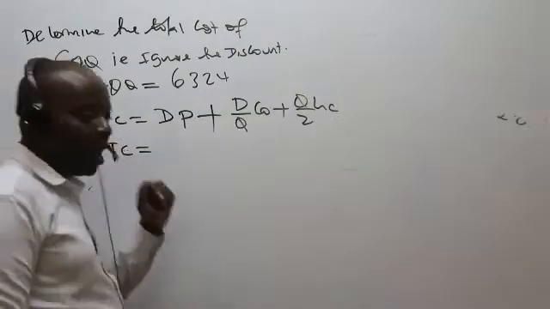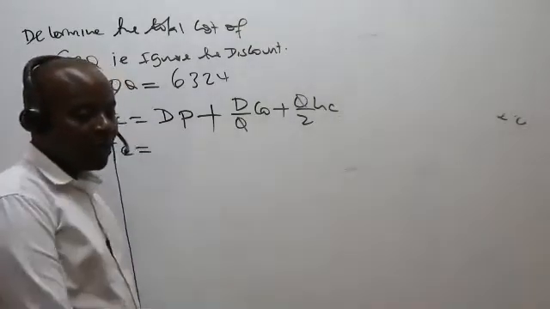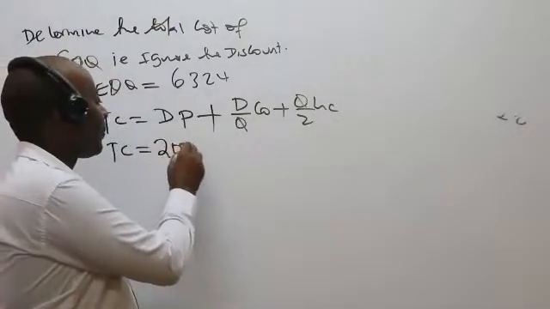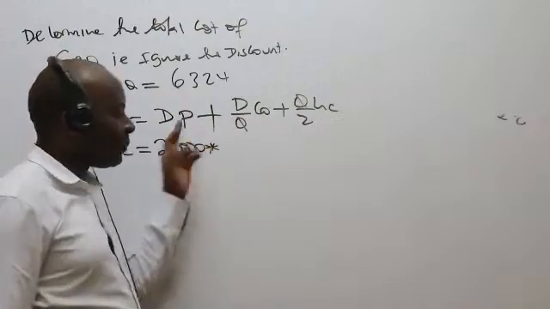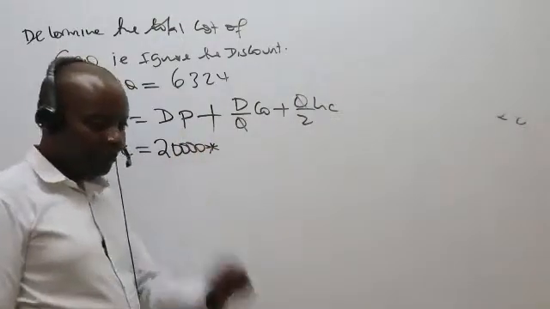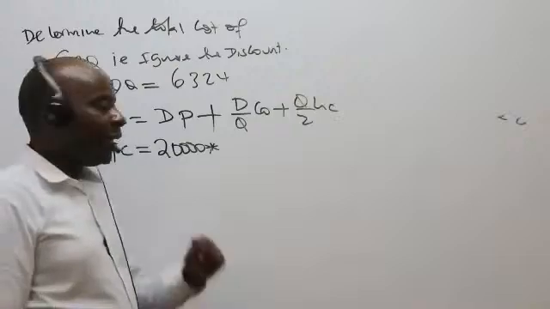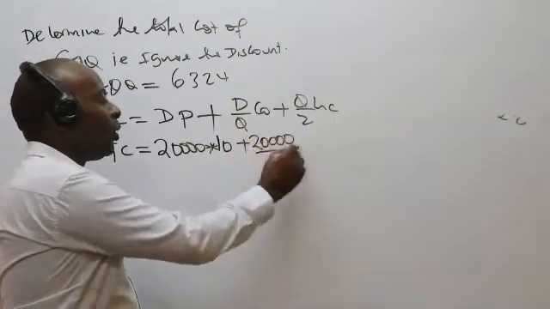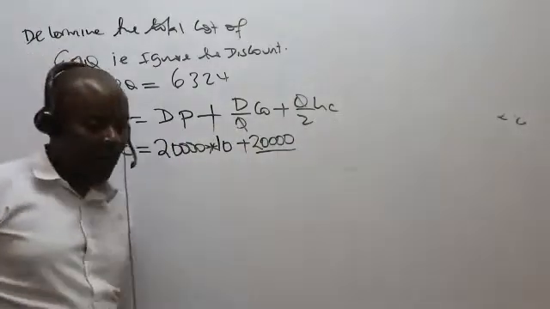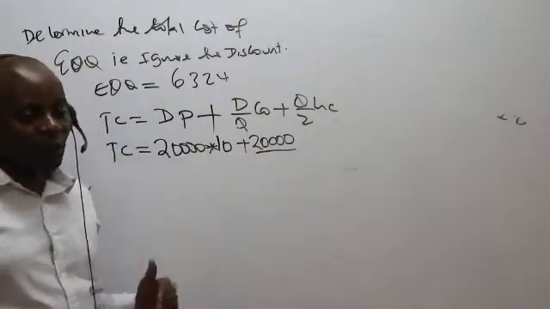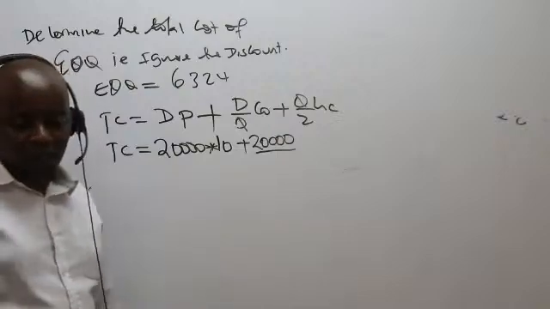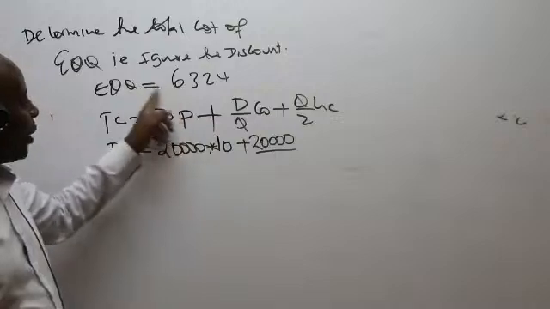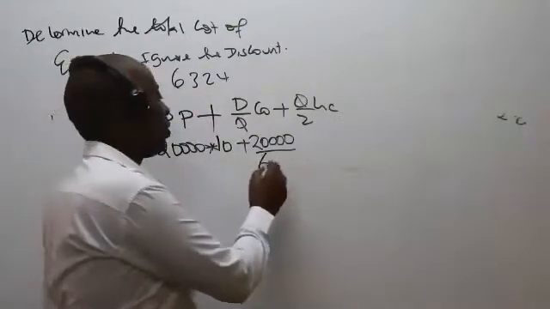What is the annual demand? 20,000. How about the price, buying price per unit? 10. Demand still remains 20,000. Do we know what quantity we are going to procure this time around? 20,000? No, it is EOQ, 6324. Thank you.